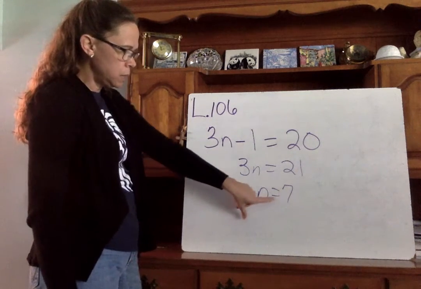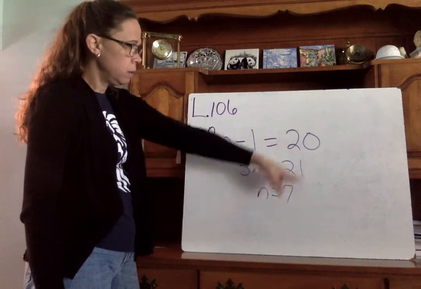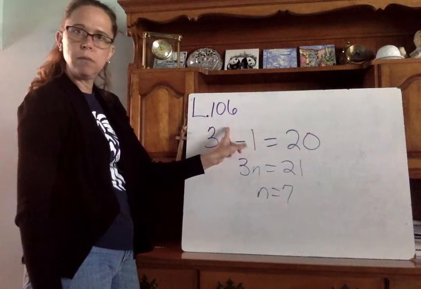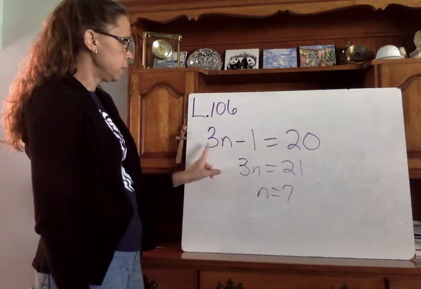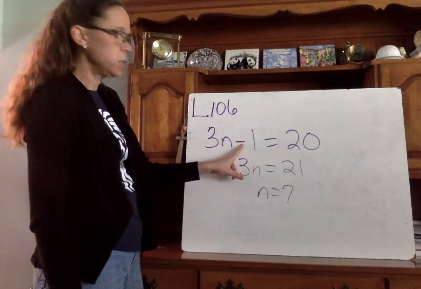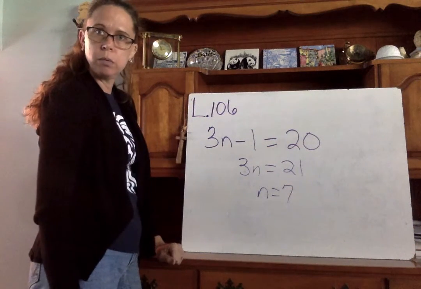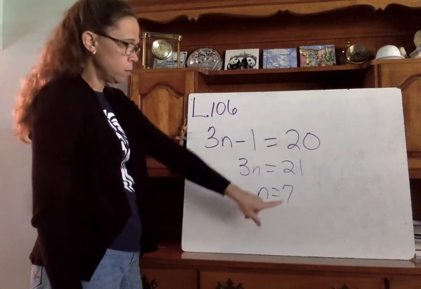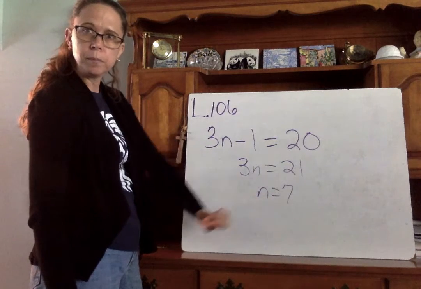We're saying that n is equal to 7. So to check myself, it's really easy. Take the 7, put it back in the place of the n, and see if this whole equation is true. So I'm saying 3 times 7. 3 times 7 is 21. Minus 1 is 20. Is 20 equal to 20? Yes. So my answer for n being 7 is correct, okay?